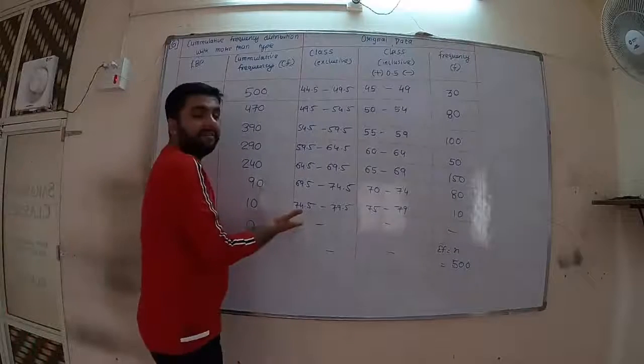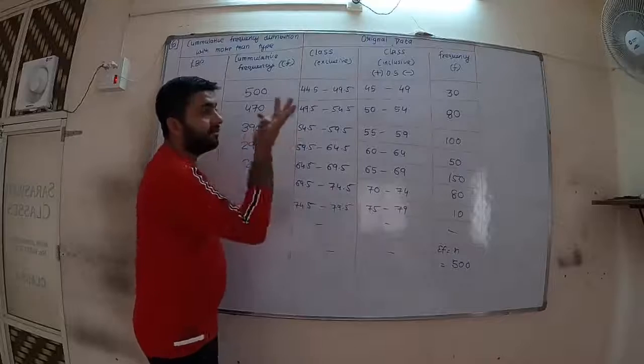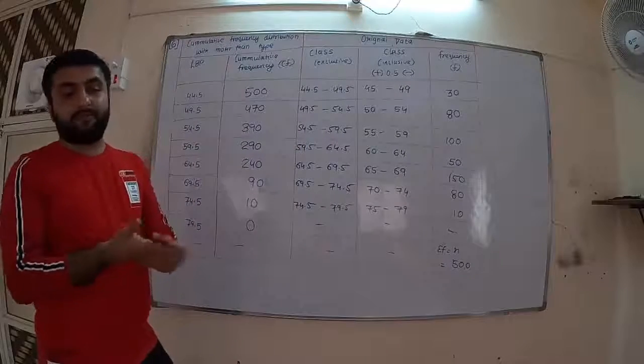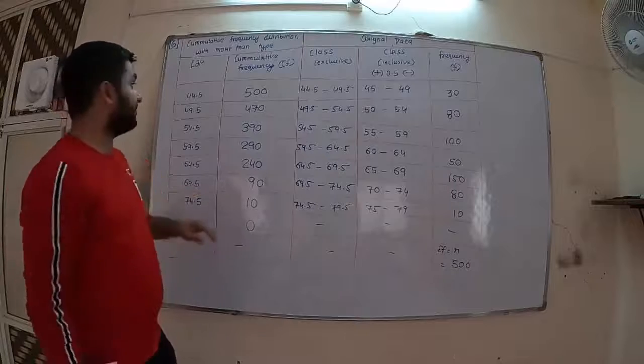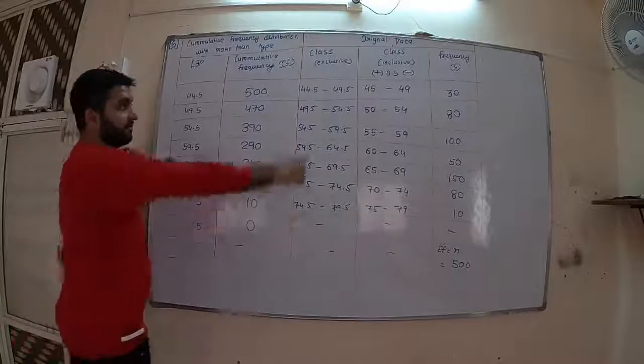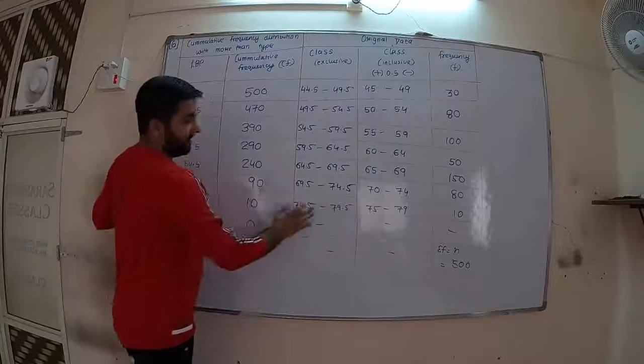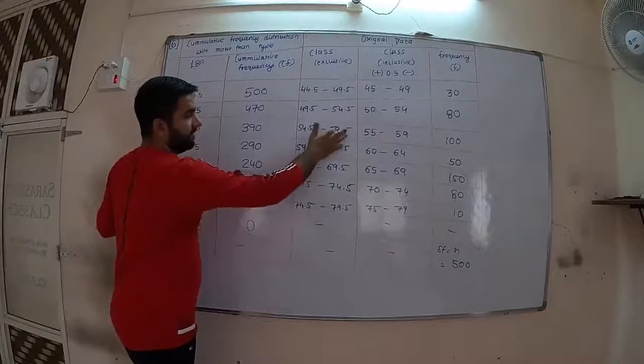If you write 79.5 here, then what will we write as the next limit? After this, nothing is given. So first we should remember this thing very carefully. All these are lower, all these are lower. The last is the upper. Now each lower limit will go to its upper limit.